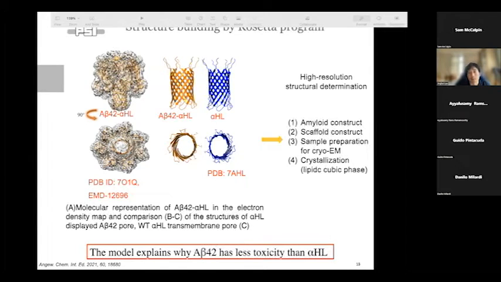So the next step, we would like to optimize the amyloid sequence, not only amyloid beta, we apparently can try with alpha synuclein, and we also can optimize our sample conditions for cryo-EM. We're also trying the lipid cubic phase method to stabilize the diffused amyloid beta on the alpha hemolysin scaffold. Yeah, and the model here also can explain this. You see the sequence, the transmembrane area is shorter than alpha hemolysin. Maybe this explains why amyloid beta on alpha hemolysin is less toxic than wild type alpha hemolysin.